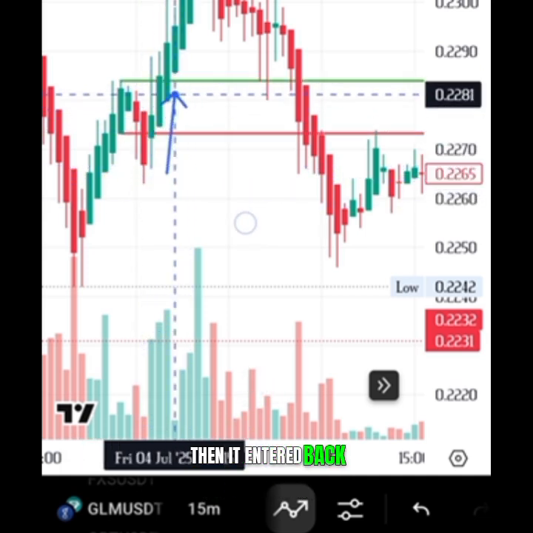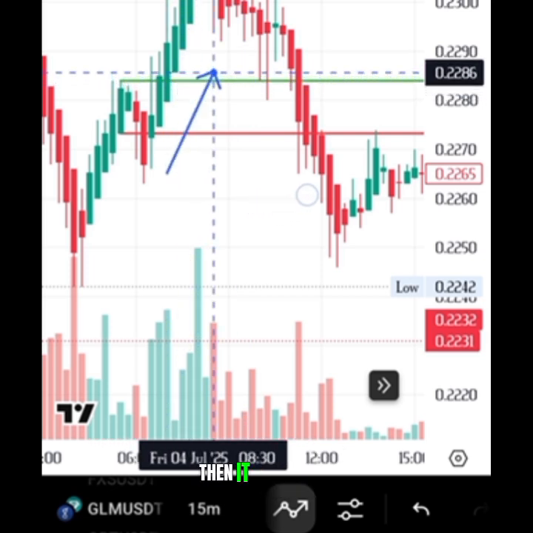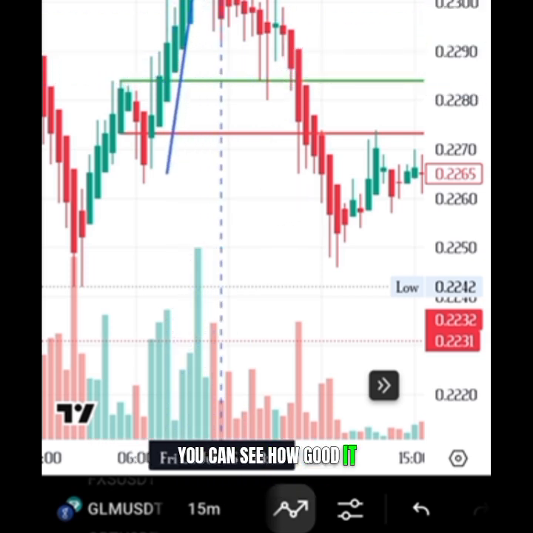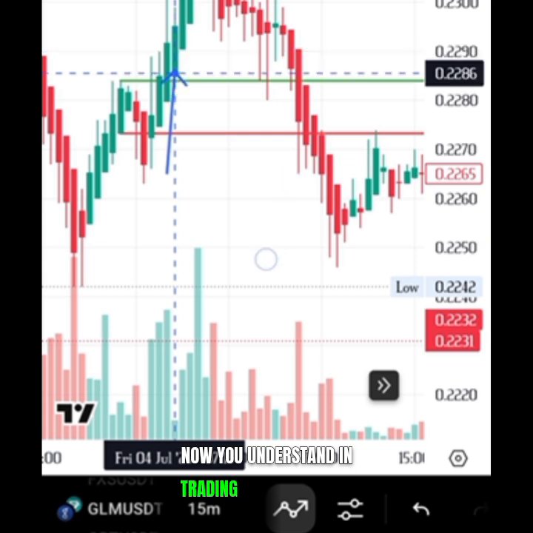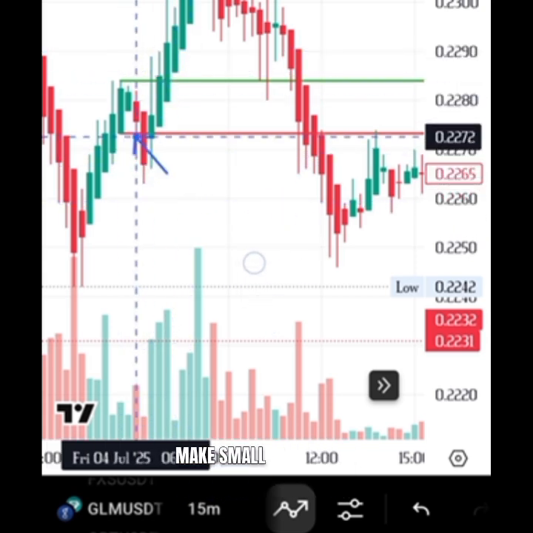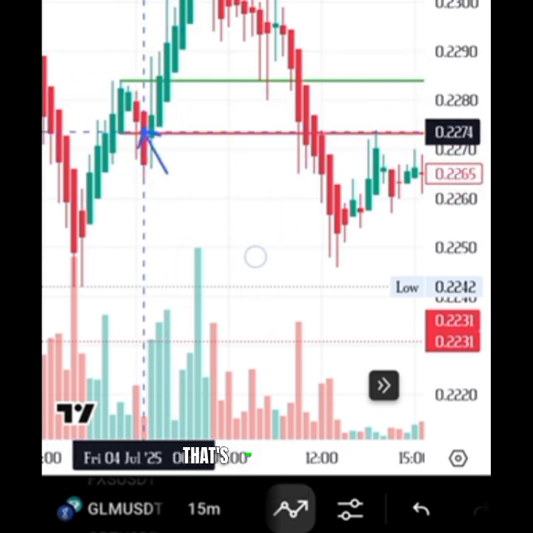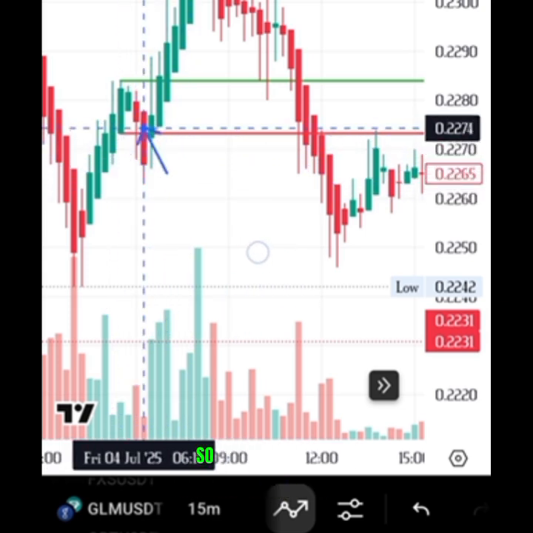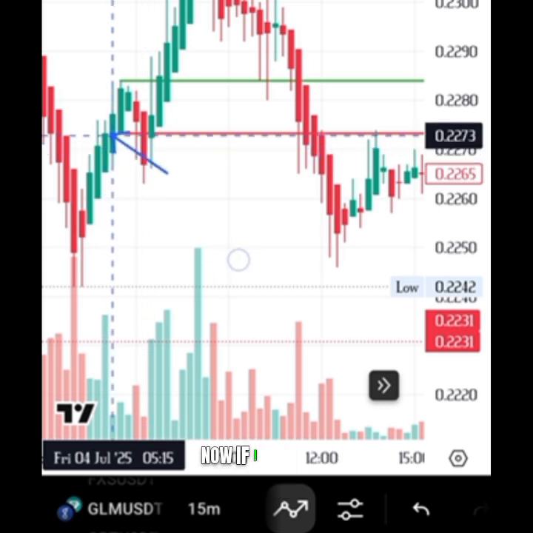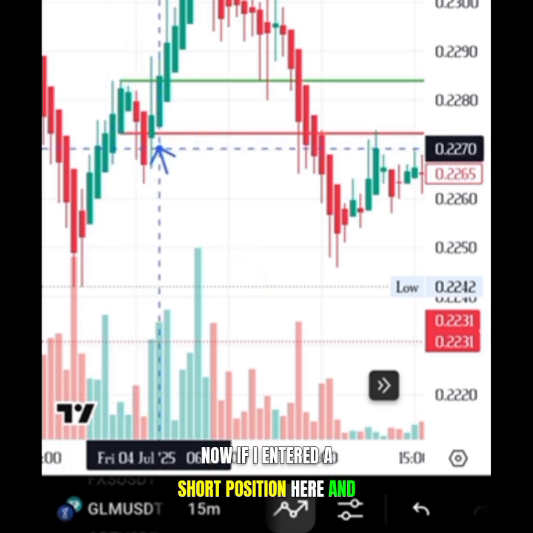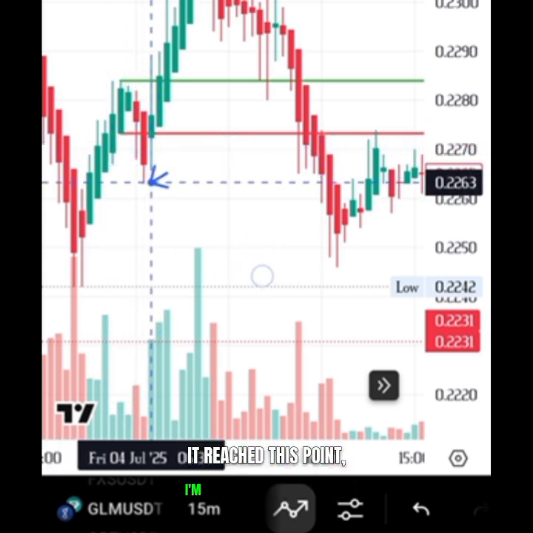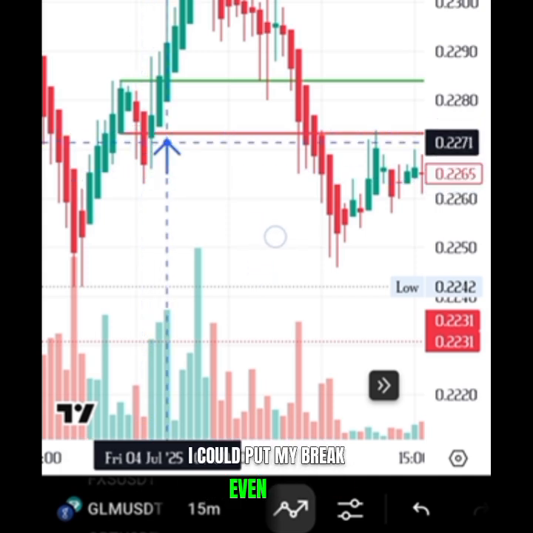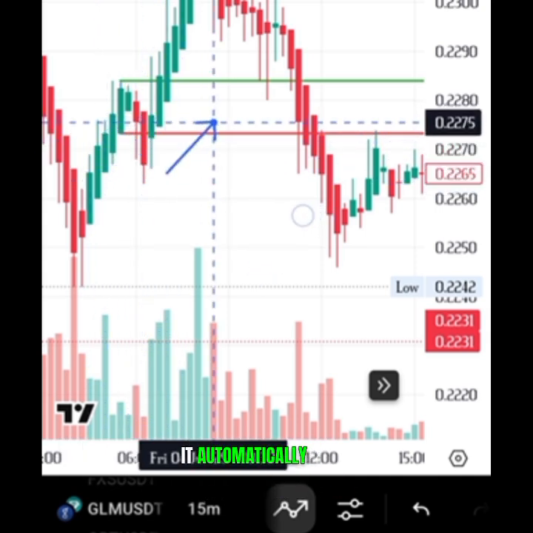Then it entered back into this box, then it broke here. You can see how good it was. Now you understand, in trading sometimes you make a small profit, then it reverses. That's why we usually use break even once we are profitable in any trade. Like this type of trade, if I entered a short position here and it reached this point, I'm already profitable. I could put my break even here. If it reverses back, it will automatically close the trade.